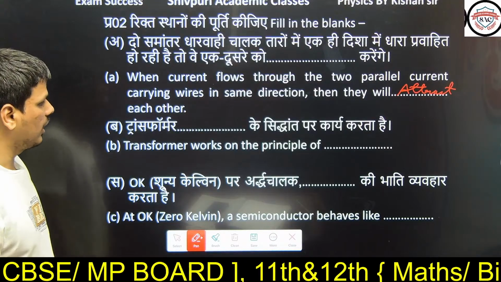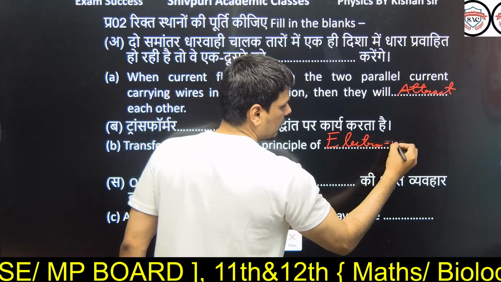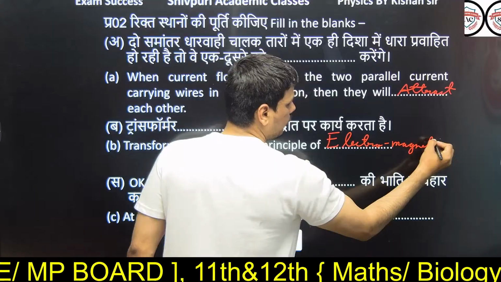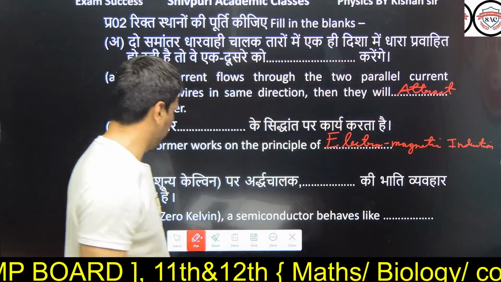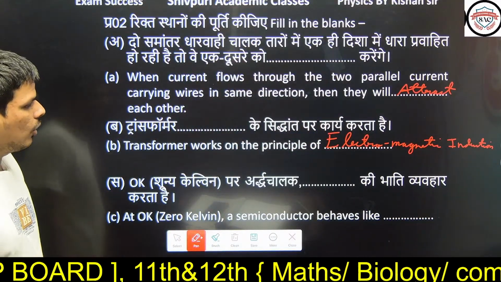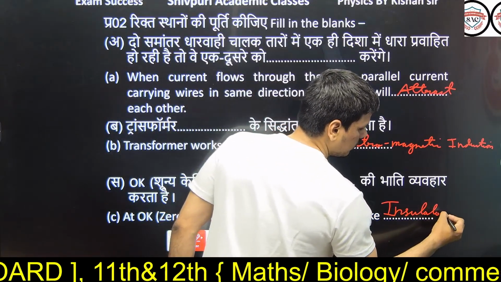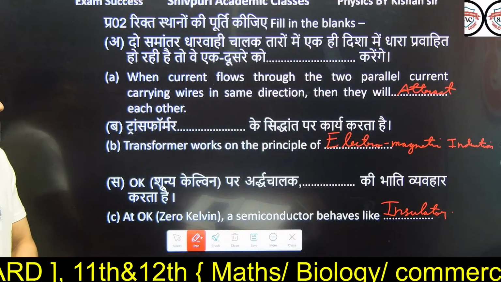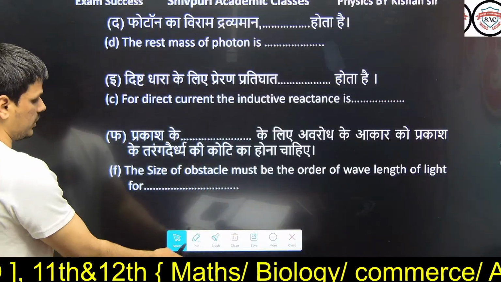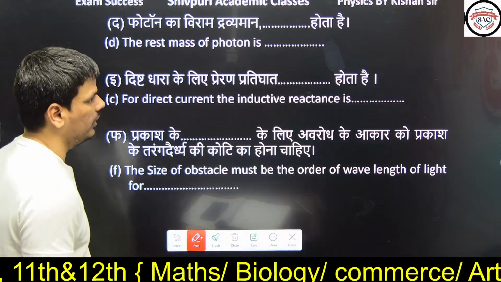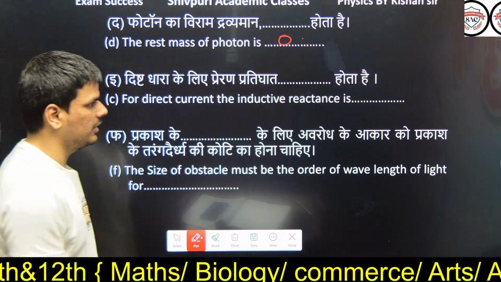Okay, now the question is transformer works on the principle of electromagnetic induction, or we could say mutual induction. Next question is at 0 Kelvin a semiconductor behaves like an insulator. Okay, next question is rest mass of photon is considered negligible, so we could write 0. For direct current the inductive reactance is also 0.